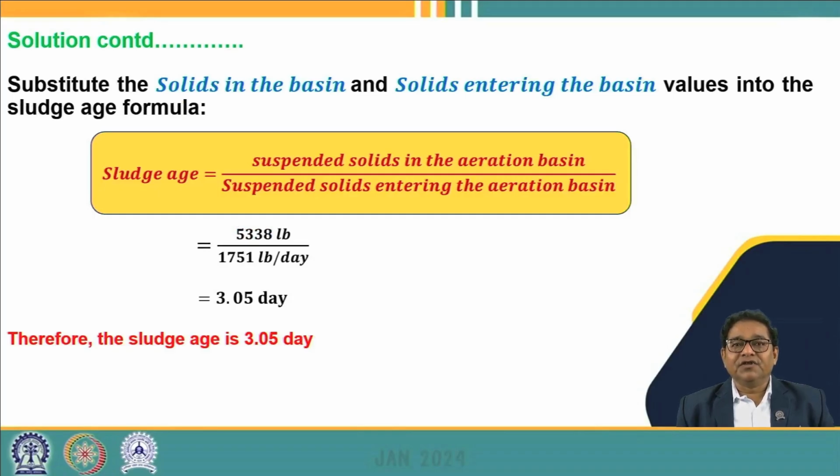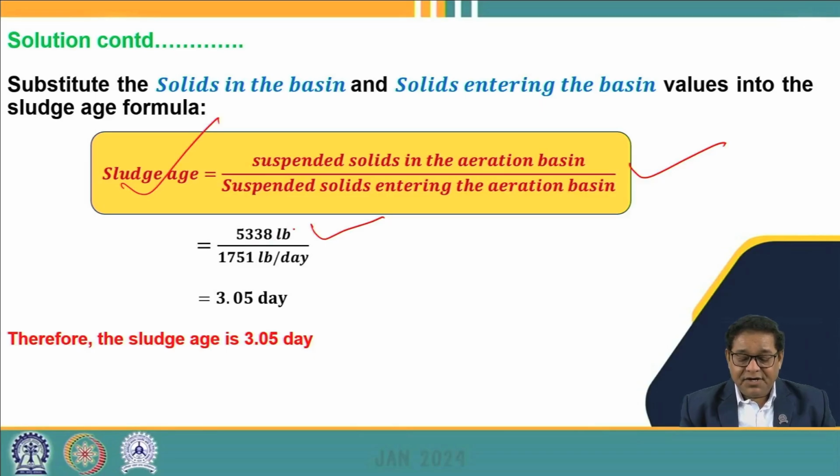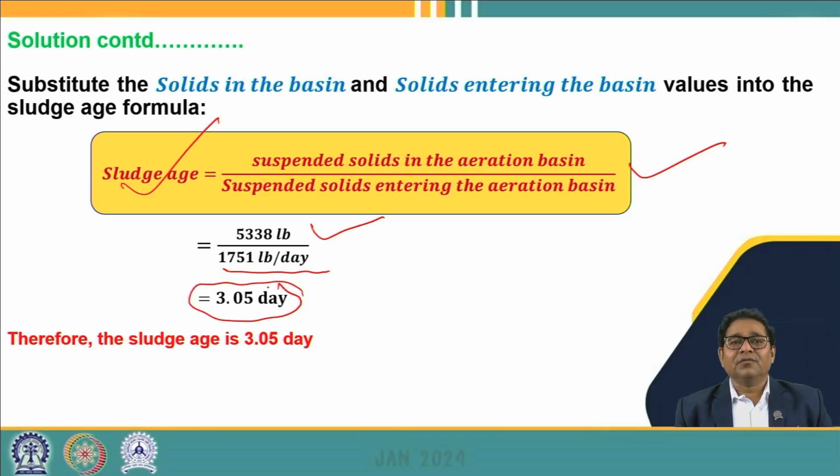Substituting these two values in this equation, we can find the sludge age. This is the total suspended solids present in the aeration tank, 5338 pounds, divided by the suspended solids entering the aeration basin, 1751 pounds per day. By dividing this, we get the total amount of time the sludge remains in the tank, which is around 3.05 days.